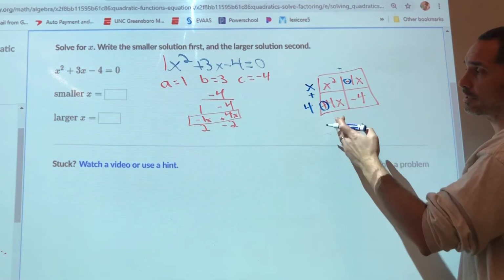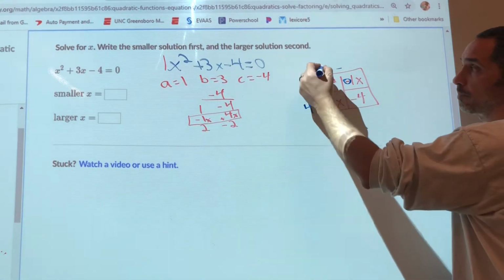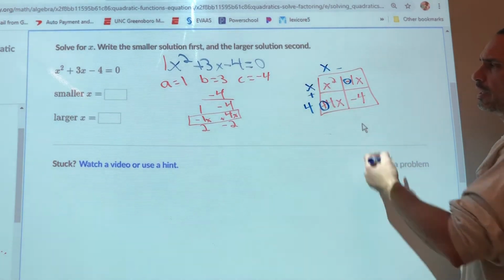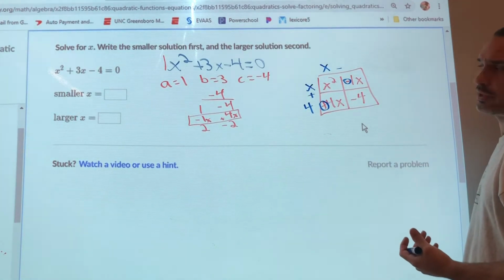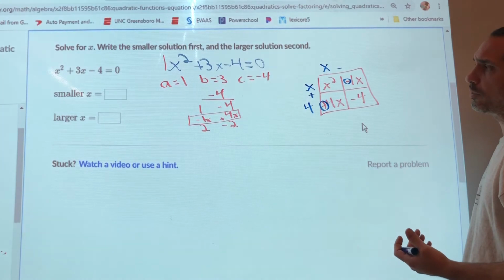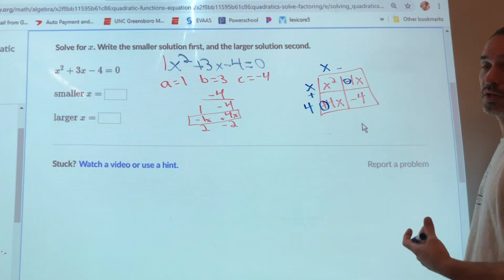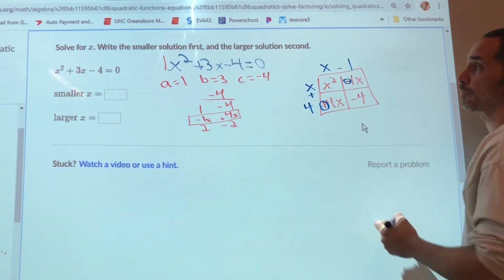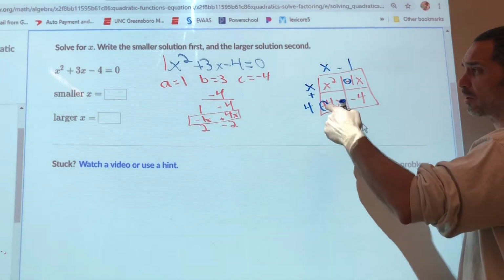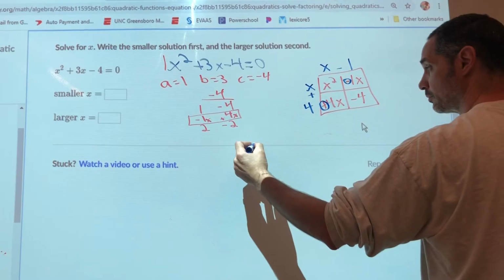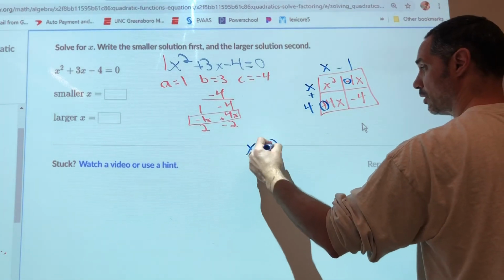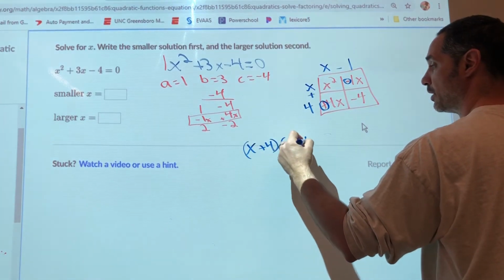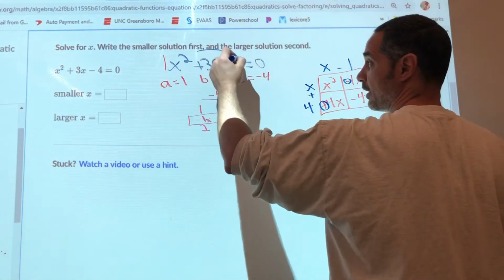And on the left-hand side, I have a 4x and an x squared. They both have an x in common. And on the right, there's no number that goes into 1 and 4 other than 1. Now, 1 is always a common factor, but in this case, the greatest common factor is 1. And so now I have my factors: x plus 4, x minus 1. And so we factored the left-hand side.